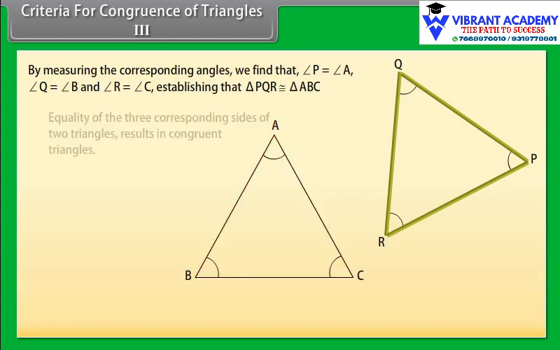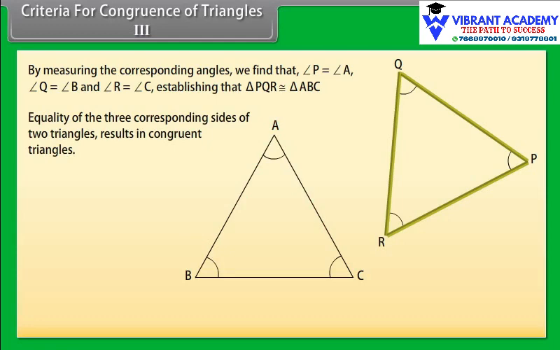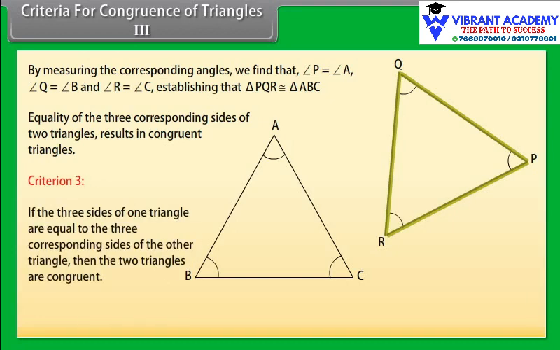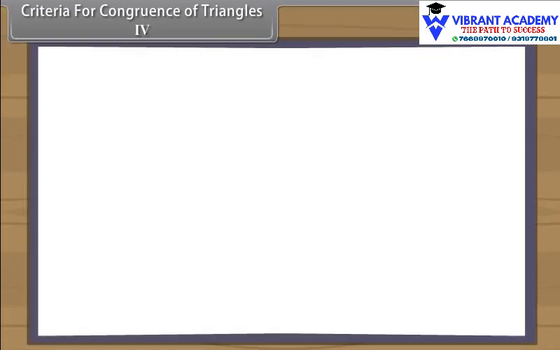This means that equality of the 3 corresponding sides of 2 triangles results in congruent triangles. Thus, we have criterion 3. If the 3 sides of one triangle are equal to the 3 corresponding sides of the other triangle, then the 2 triangles are congruent. This is referred to as SSS, the side-side-side congruence rule.